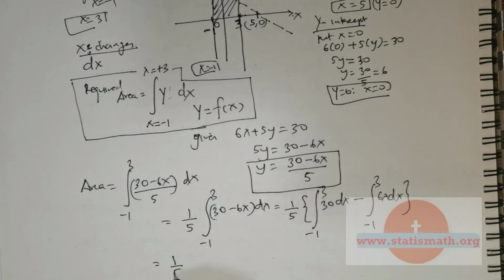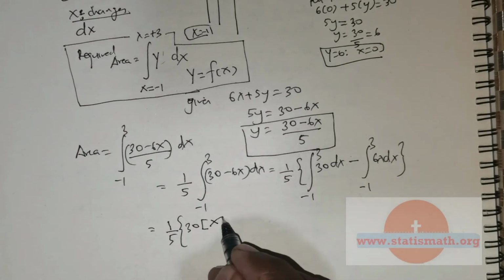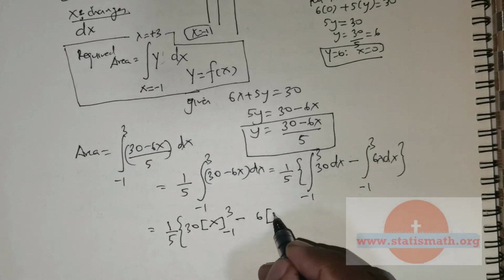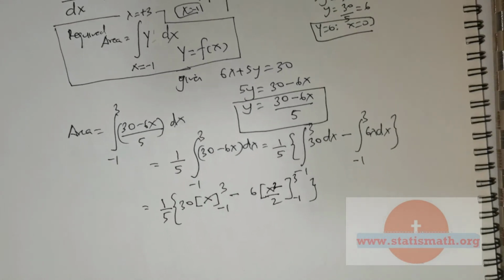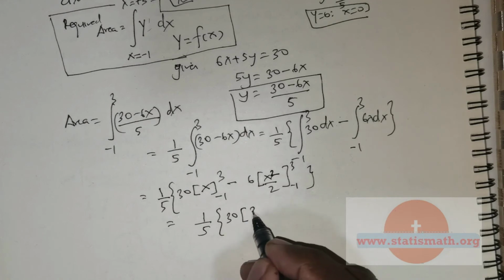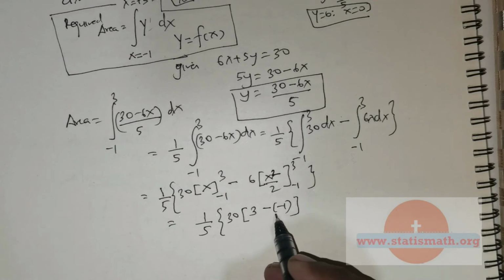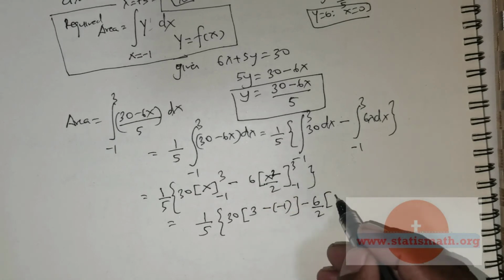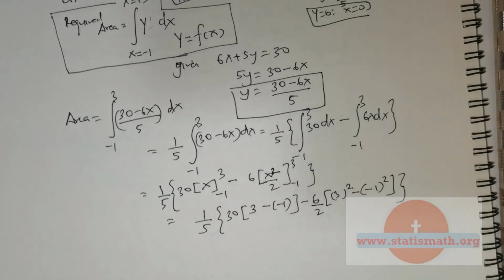This is nothing but 1 over 5. 30 is a constant, so the integral of dx would give you x, with limits -1 to 3. Now this is going to be 6 times, integrate x, that would be x squared divided by 2. The limits are -1 to 3. Close the parenthesis. This is rewritten as 1 over 5 times: substitute the upper limit, which is 3, substitute the lower limit, which is -1. So it's going to be 3 minus (-1). Followed by 6 over 2, which is a constant. Take it out. Now you substitute the upper limit: 3 squared minus (-1) squared. Okay, that's how you need to do that.